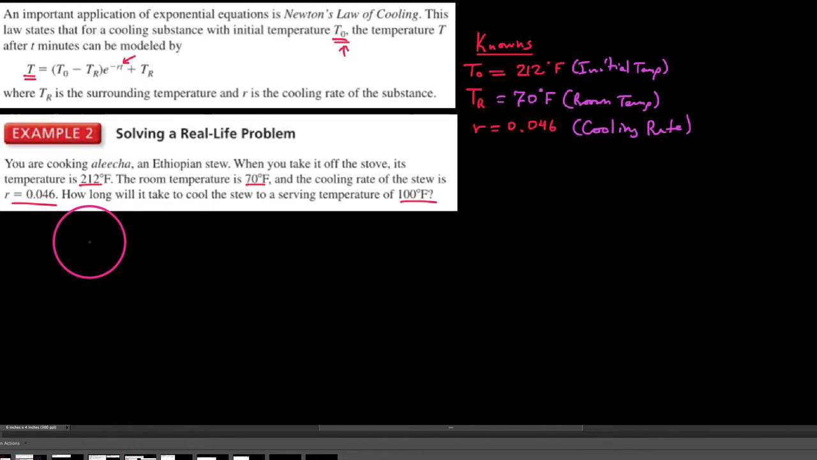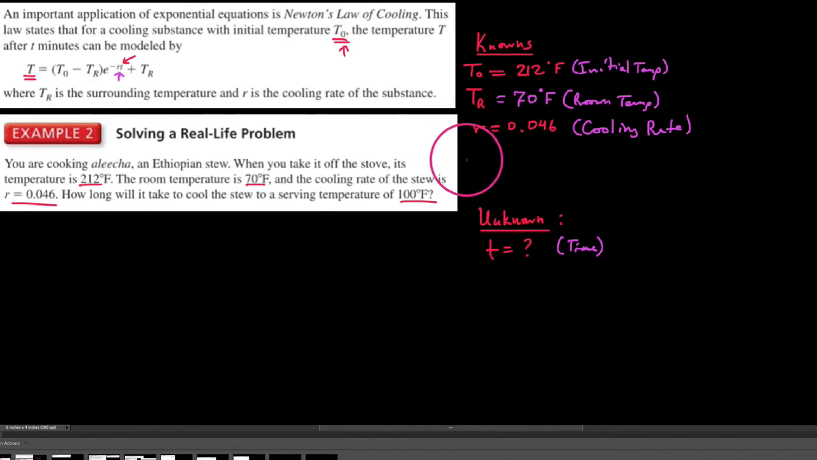And it looks like it wants to know how long it will take to cool the stew to a serving temperature of 100 degrees Fahrenheit. So here's the deal. When it comes to our model up here, what we're looking for is how long it's going to take to cool the stew. So in terms of the thing we want to find, the one thing we want to look for here is time. So we're going to say that our unknown here is time, and we want to know what this is.